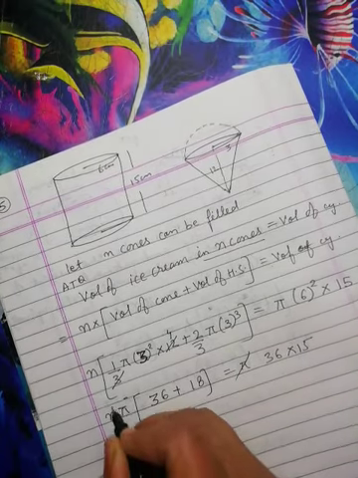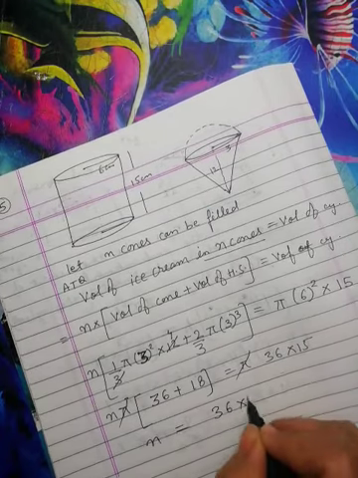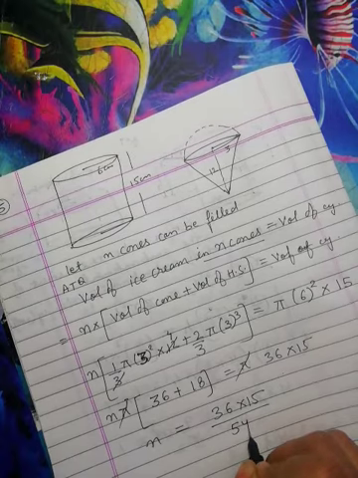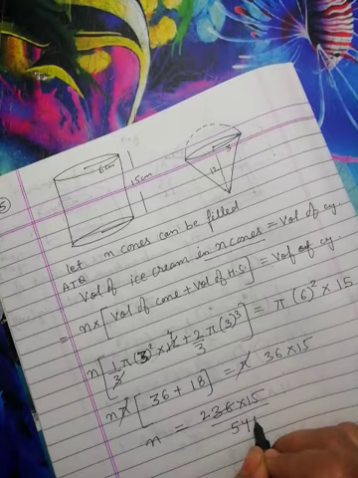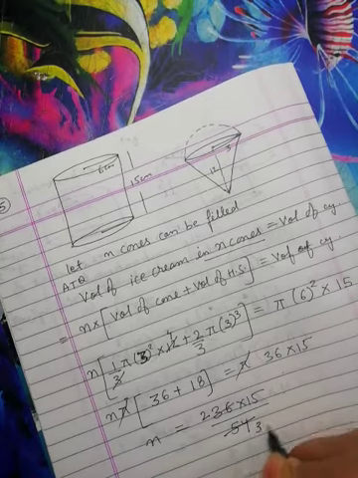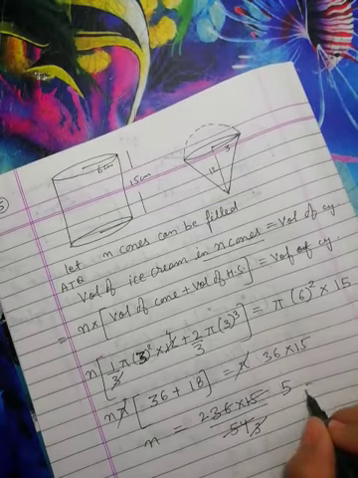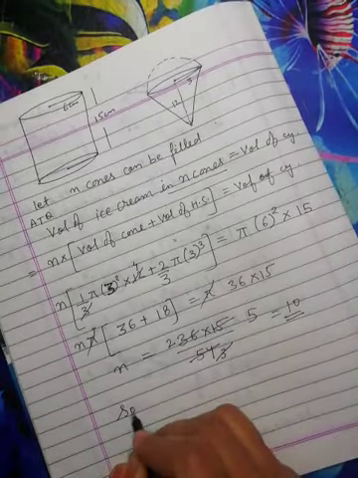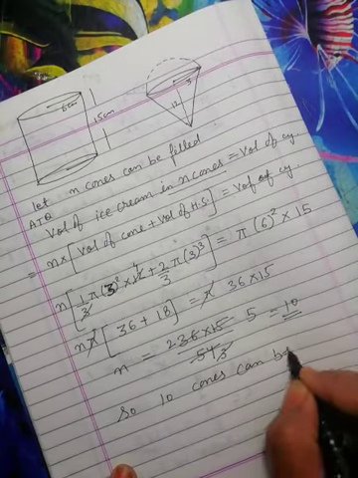Fine. Pi से pi आपका cancel हो गया. N will be equal to 36 into 15 by 54. So this will be 18 2s are 36. 18 3s are 54, 5 2s are 10. तो कितने कोन्स हम भर सकते हैं? We can fill 10 cones. So 10 cones can be filled.